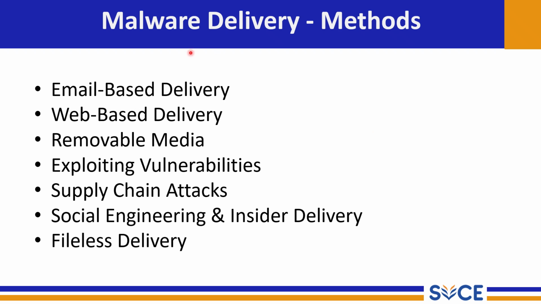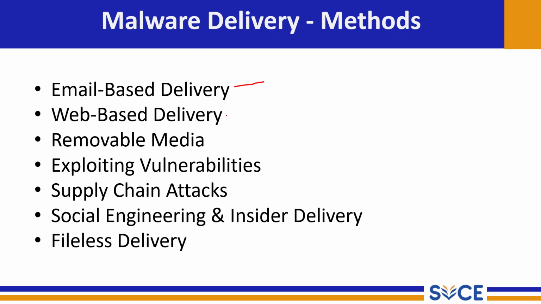Okay, so these are the malware delivery methods. First of all, it is email-based delivery. Here, a phishing email comes with a malicious attachment or link. Common payload carriers are Office documents with macros, like Word or Excel, PDF files with embedded exploits, and compressed files like .zip or .rar which contain executables. For example, the Emotet Trojan spread heavily via phishing attachments.